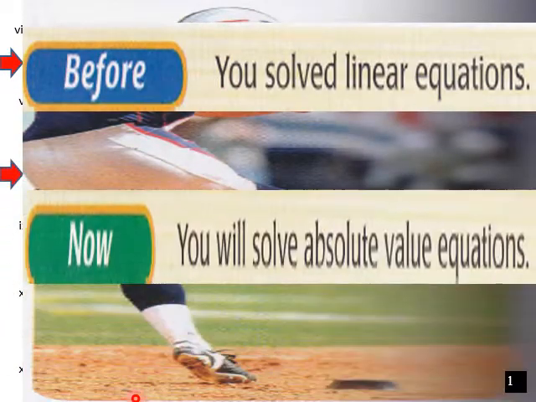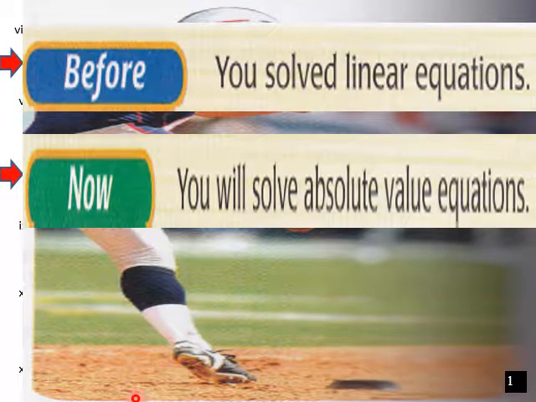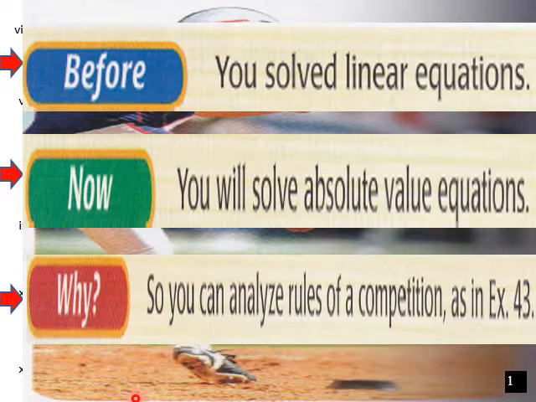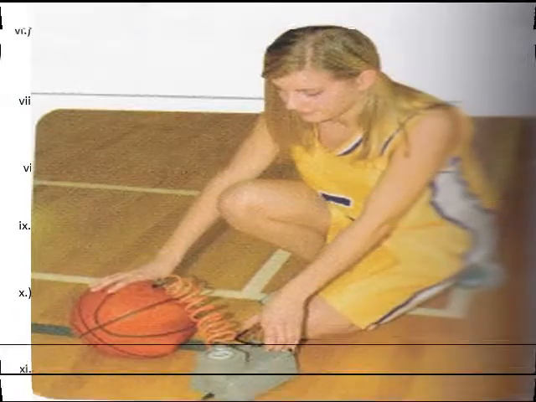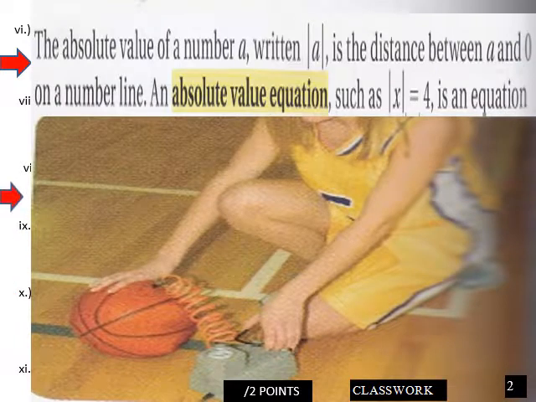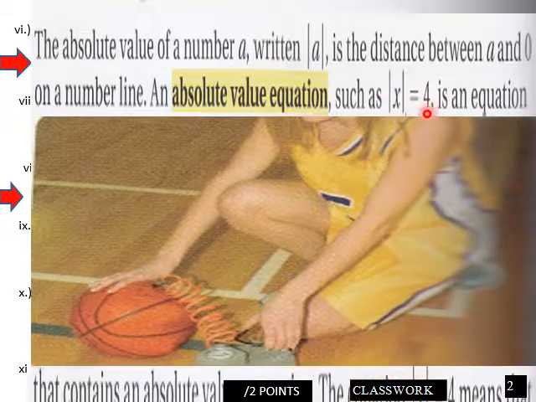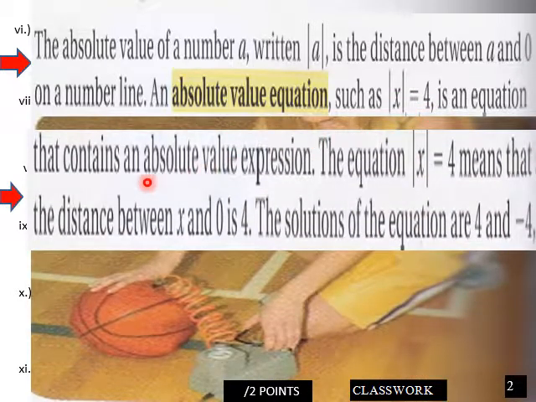Okay, you solve linear equations. You will solve absolute value equations. So the absolute value of a number A, written with bars, is the distance between A and 0 on a number line. An absolute value equation such as |x| = 4 is an equation that contains an absolute value expression. The equation |x| = 4 means that the distance between x and 0 is 4.